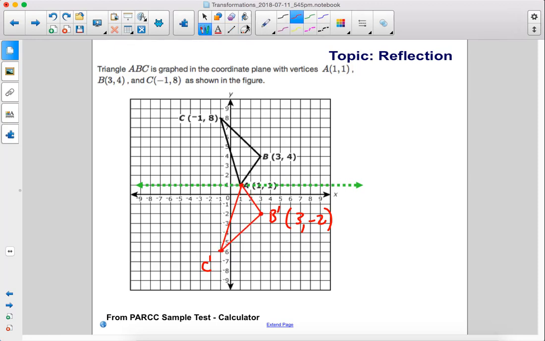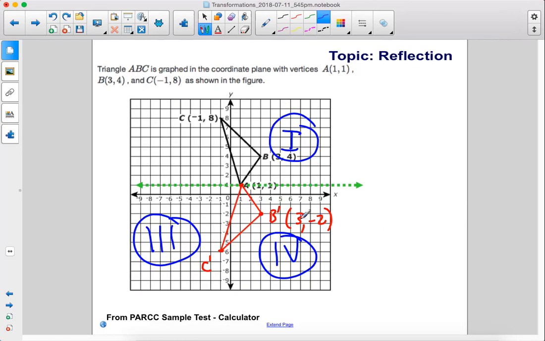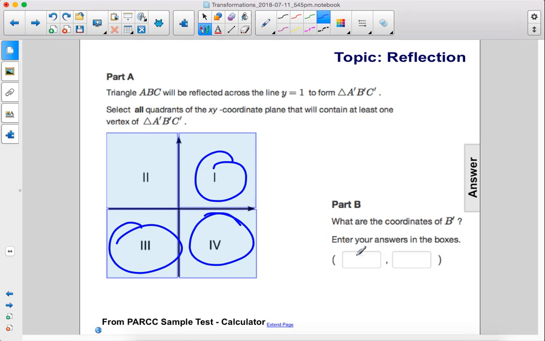So, which quadrants contain points A', B', and C'? A' is in quadrant 1, B' is in quadrant 4, and C' is in quadrant 3. So, 1, 4, and 3 contain points in triangle A'B'C'. And then what are the coordinates of B'? Well, let's go look. (3, -2).